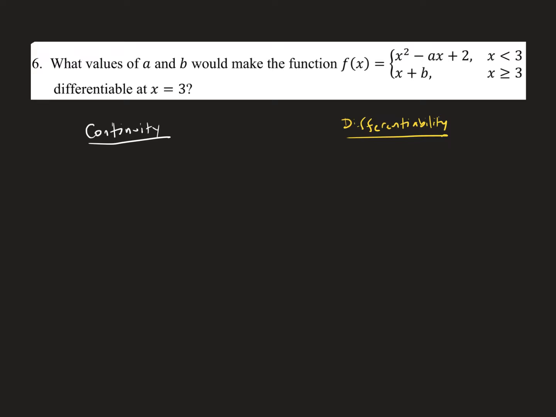So for continuity, we need to check the limits as x approaches 3 from the left and the right. As x approaches 3 from the left, that's going to use the top piece of the function. And my iPad is being a little wonky today, so bear with me. And when I do that substitution, that would give me 9 minus 3a plus 2. And it's 11 minus 3a.